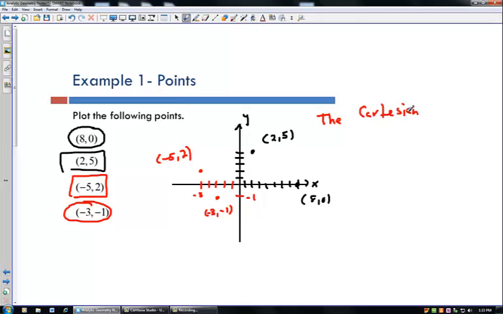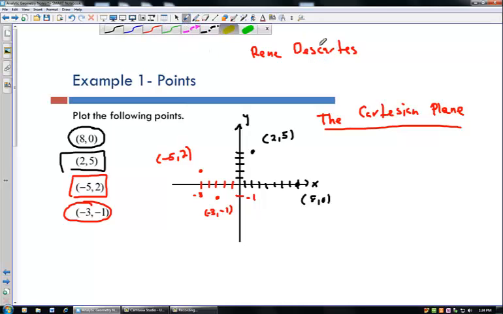It's called the Cartesian plane because it's named after a French philosopher, René Descartes. You're probably more familiar with him for his saying, I think, therefore I am. But you can see in his name, Cart is why we call this the Cartesian plane. He's the person responsible for popularizing this technique.